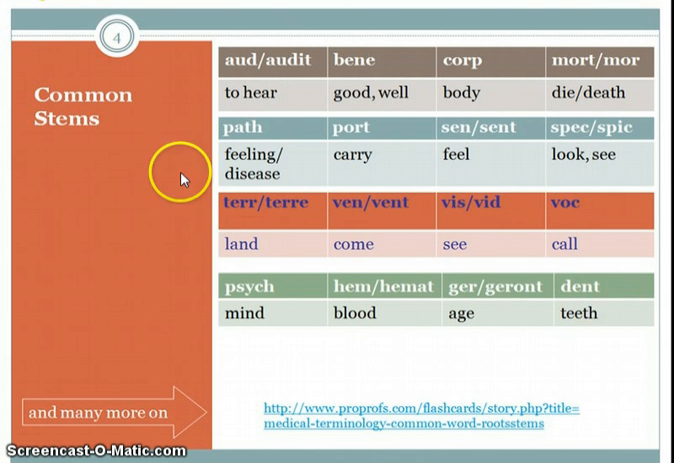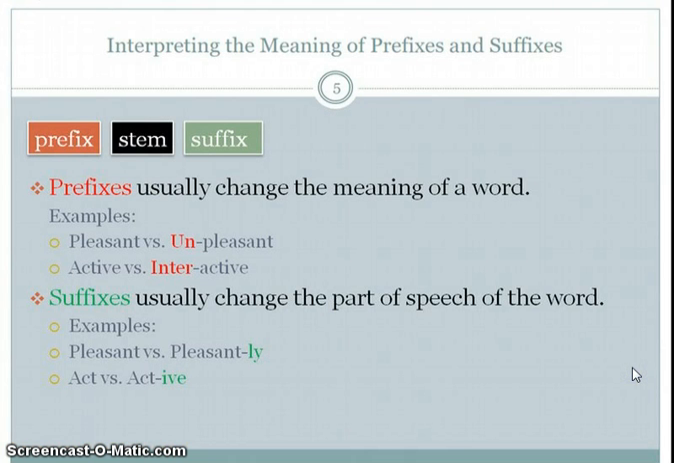So we can see that these common stems, that we have many words, and you can look and you can see that there are many words that you do know that have these stems. If you want to know more, you can look here. We're not going there, but you can go on your own. Now we want to stop and take a look and see what do prefixes and suffixes do.